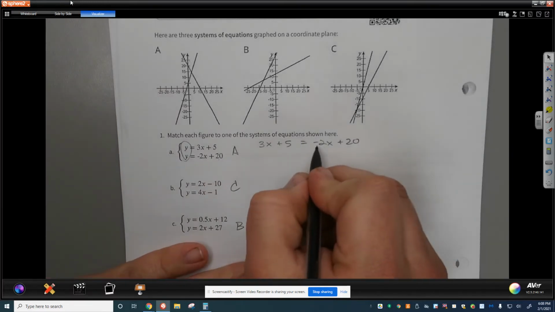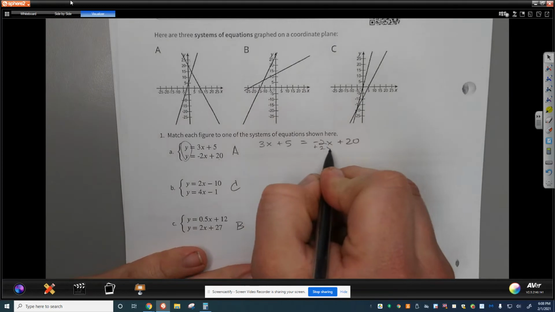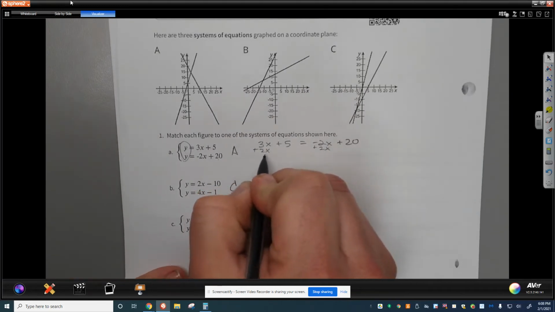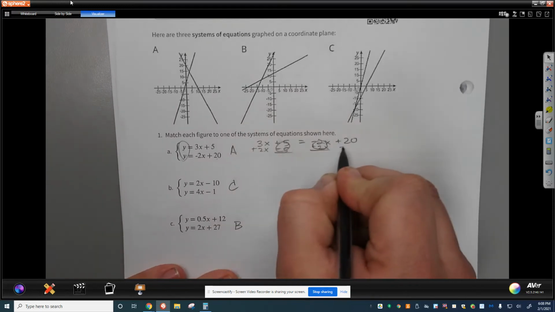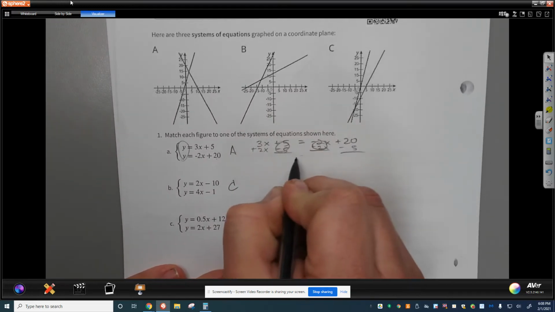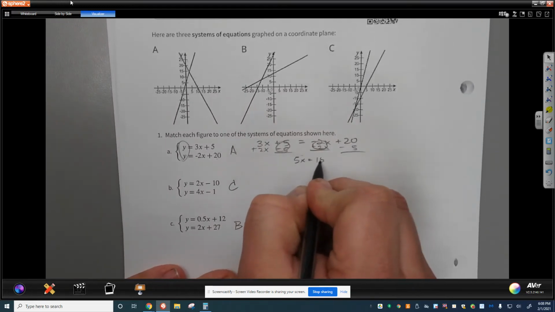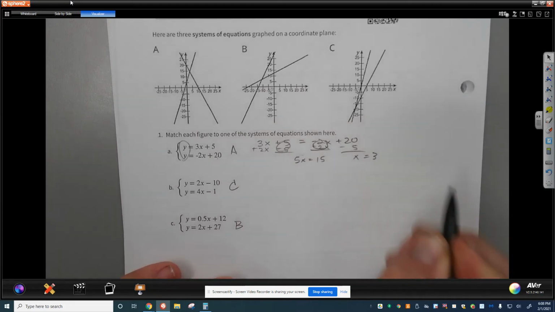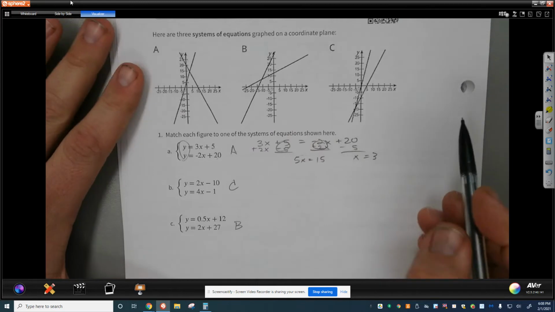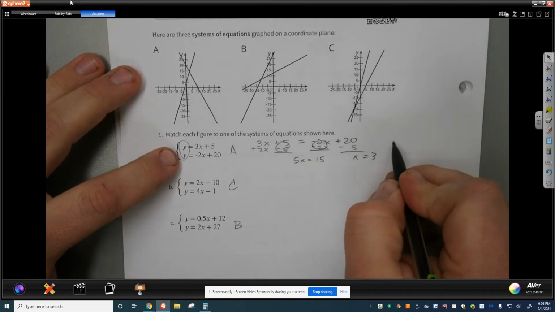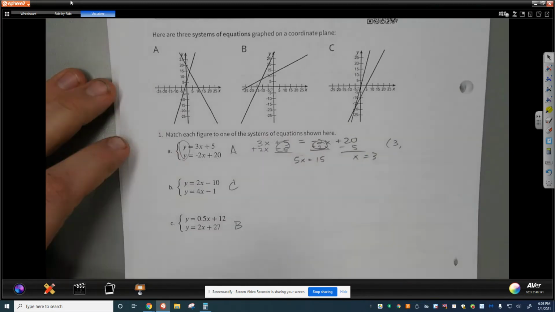And then from there, I can go ahead and just simply solve for x plus 2x here. So eliminated there. I'm going to eliminate the 5 here because I don't have a lot of space. And I get 5x is equal to 15, which means x equals 3. As I look at each of these, what I know right now is that in my system of equations, my x coordinate is equal to 3.